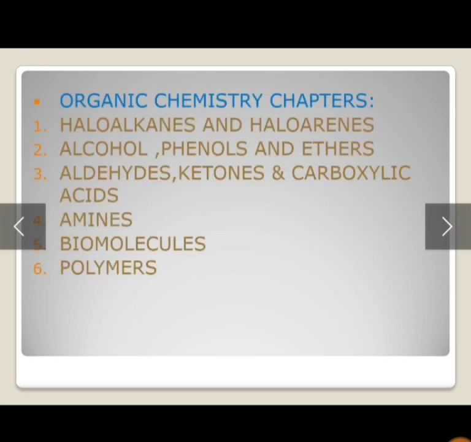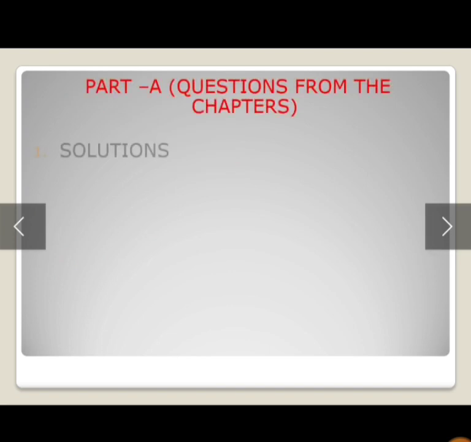So what are the lessons that come in the organic chemistry part? Haloalkanes and haloarenes, alcohols, phenols and ethers, aldehydes, ketones and carboxylic acids, amines, biomolecules and polymers. Out of these lessons, biomolecules, polymers, amines, haloalkanes and haloarenes are very easy as per my experience. So let's go through the part A.